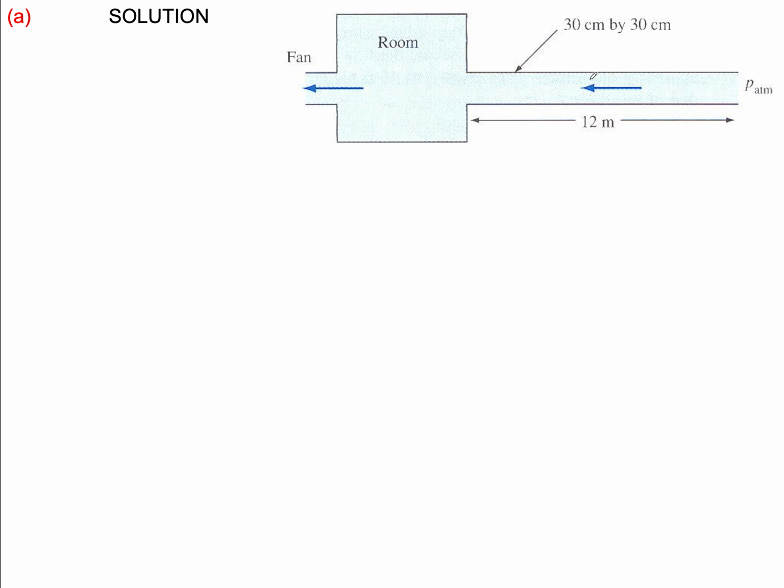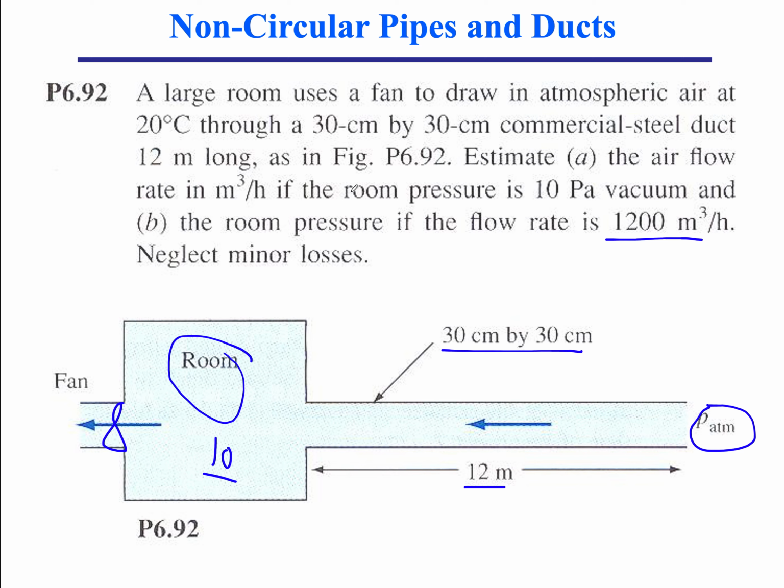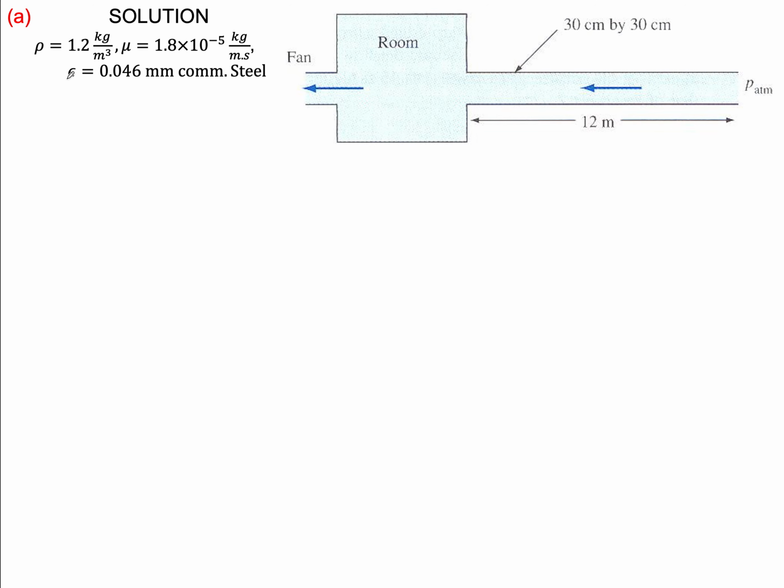And this is my room, and this is my duct. And here are the properties. They tell you that the duct material is commercial steel. And commercial steel, from the table that we have seen, gives you a roughness height of around 50 microns. And we have the aerodynamic properties, density and viscosity.